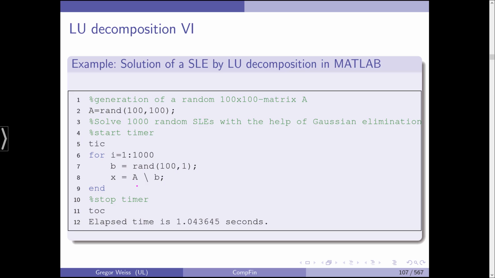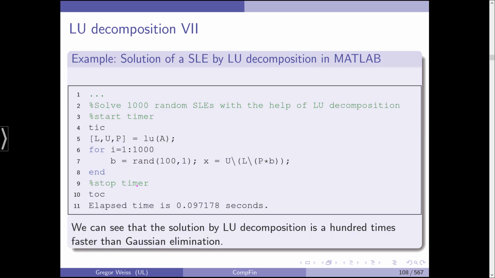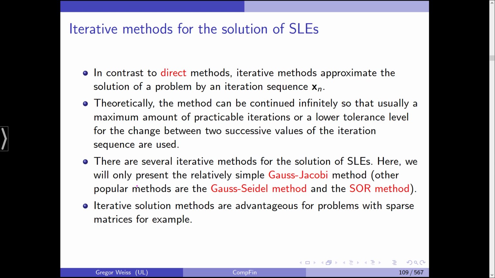And if we do this using the backslash operator, that is Gaussian elimination, we have an elapsed time. You can time this in MATLAB using tic and toc. We have an elapsed time of 1 second. If we now do this very same thing using the LU decomposition, again using random matrices and vectors, it should be the same time if the algorithms were the same, but as you can see, we only need 1/10th of a second, so it's actually 10 times faster than Gaussian elimination. So using the LU decomposition is much faster.